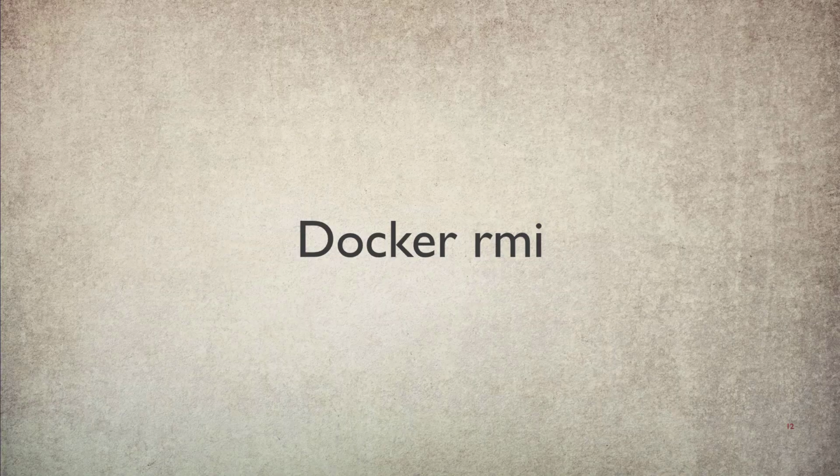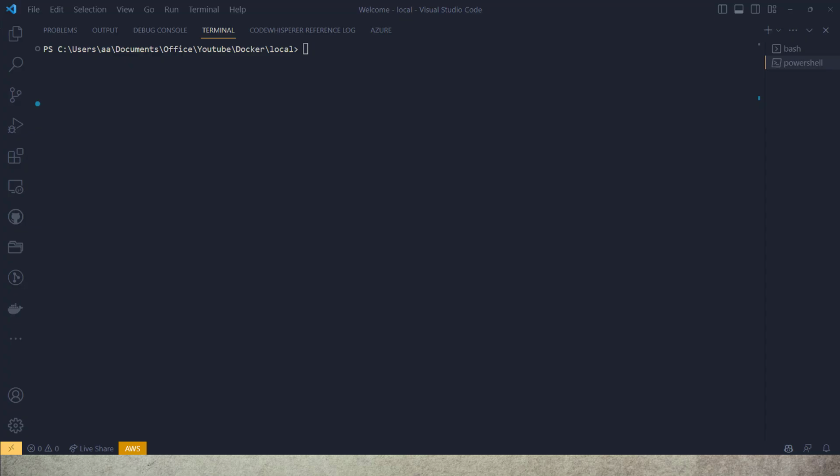Alright, so the next command we're going to talk about is docker rmi, which removes a Docker image. So to remove the Nginx image, we need to use this command. Let's go back to our terminal. Please remember that to remove an image, you have to remove all the containers running that image before you can actually remove the image.